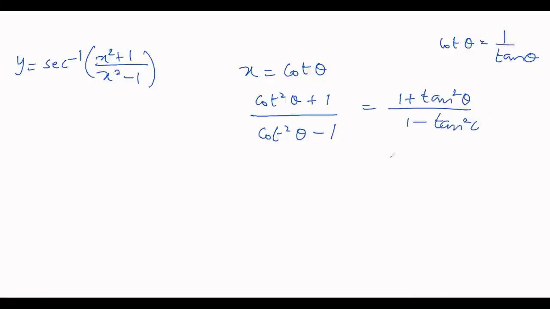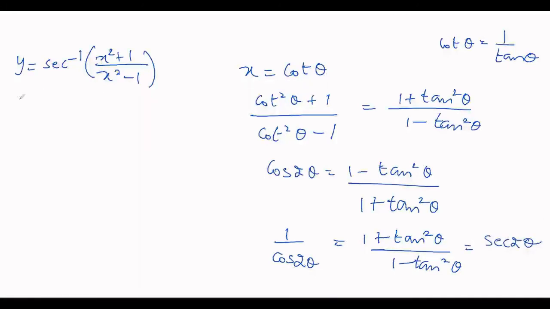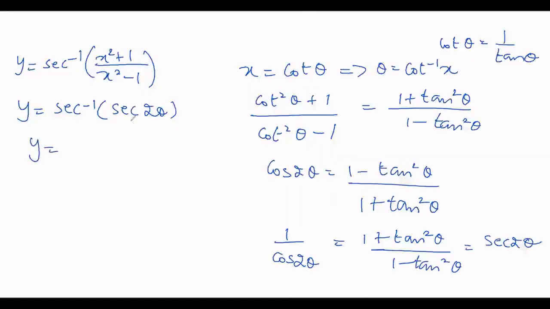So we know cos 2 theta is 1 minus tan squared theta divided by 1 plus tan squared theta. So what is 1 plus tan squared theta divided by 1 minus tan squared theta? You take the reciprocal, which is 1 over cos 2 theta. 1 over cos 2 theta is secant 2 theta. So now y is equal to secant inverse of secant 2 theta. Based on my substitution, theta is equal to cot inverse of x. So y is equal to secant inverse of secant 2 theta, which is simply 2 theta. This y is now reduced to 2 times cot inverse of x.